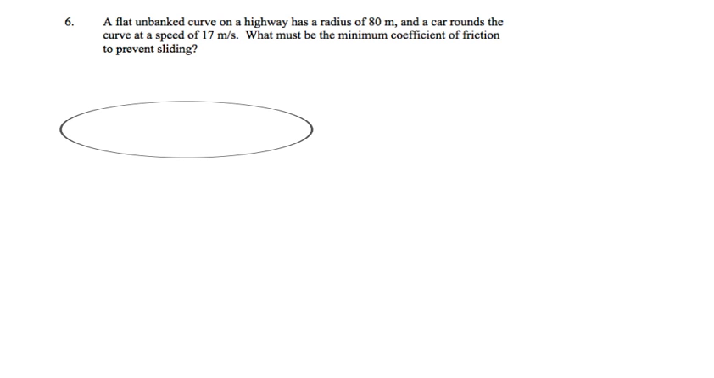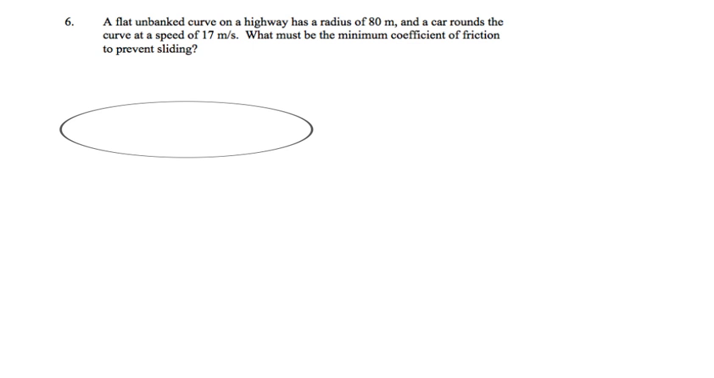All right, so in this problem, a flat, unbanked curve on a highway has a radius of 80 meters, and a car rounds the curve at a speed of 17 meters per second. What must be the minimum coefficient of friction to prevent sliding? So the first step in solving these problems is to do your free body diagram.